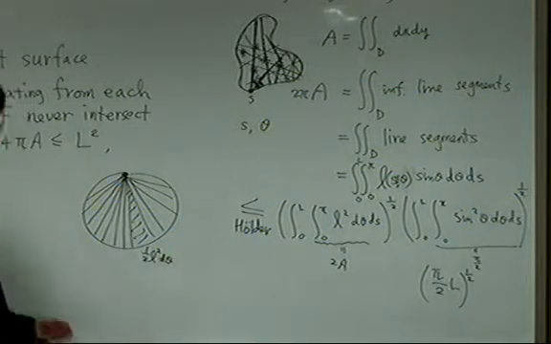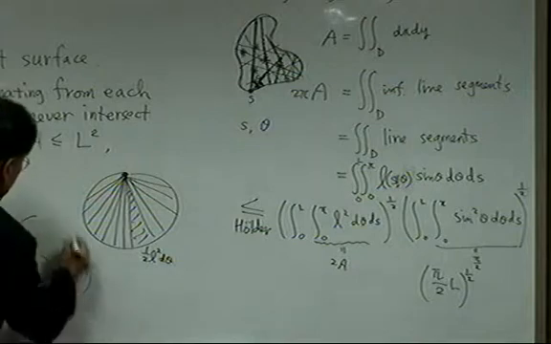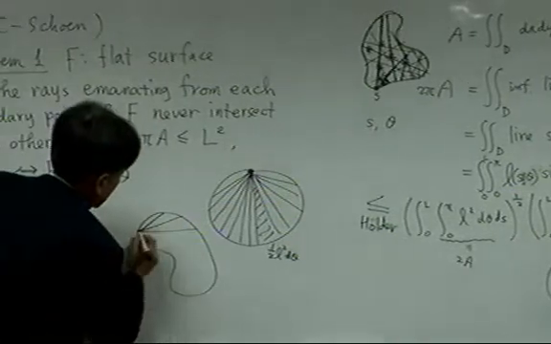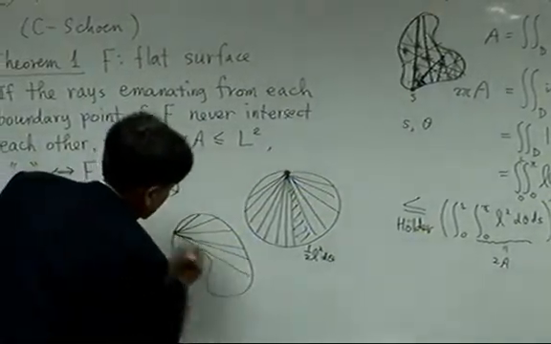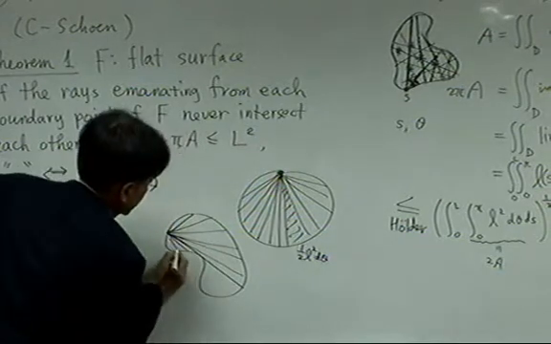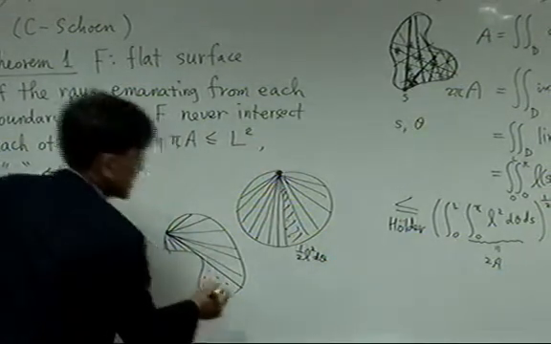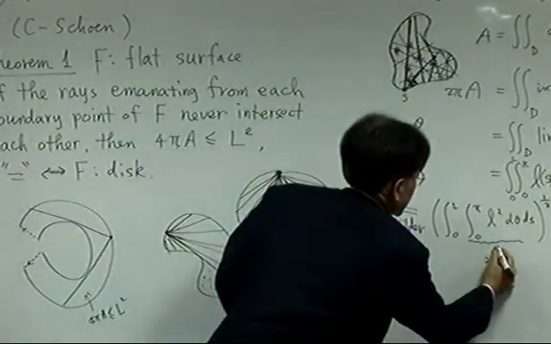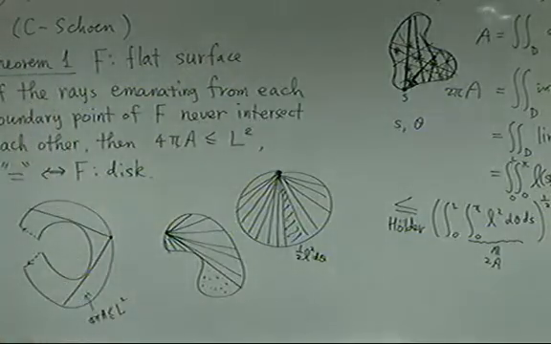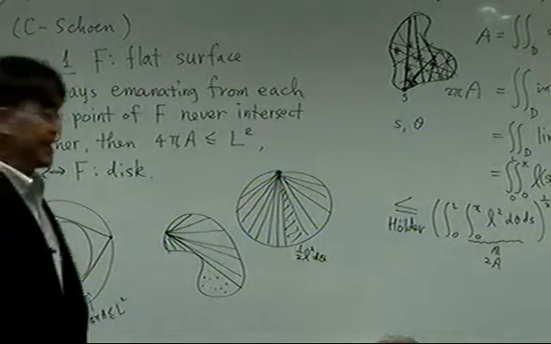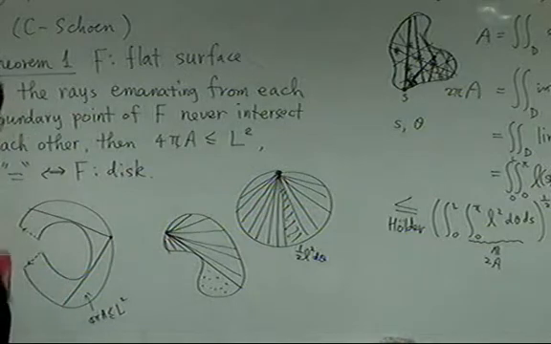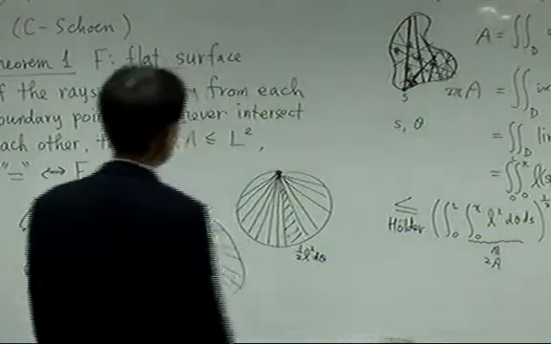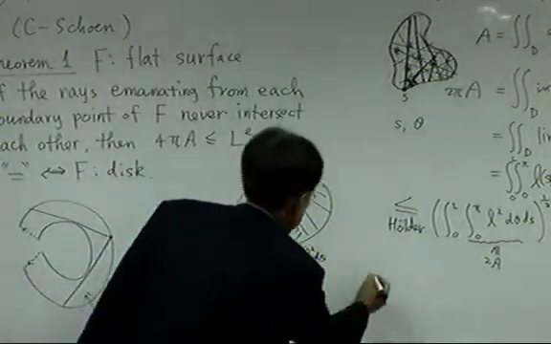But things are not that simple for a non-convex domain. If you choose a point here, then all rays emanating from that come up to here. And then this part is not covered. Okay? So we only have this inequality. That's still okay. But the case we cannot accept is this.